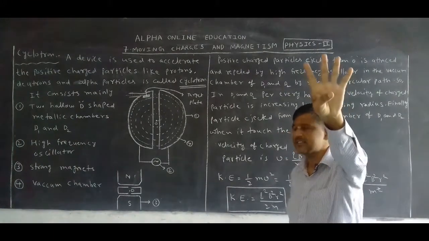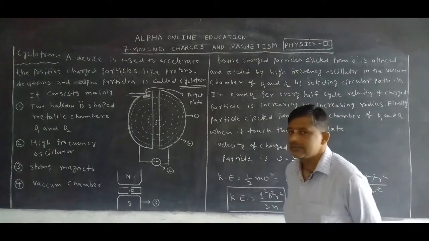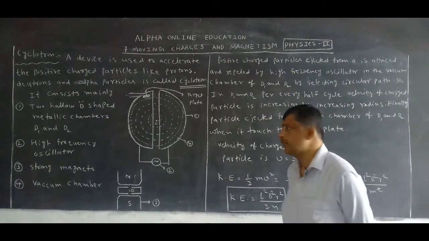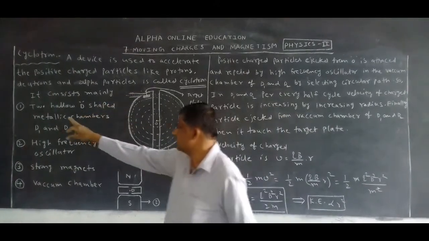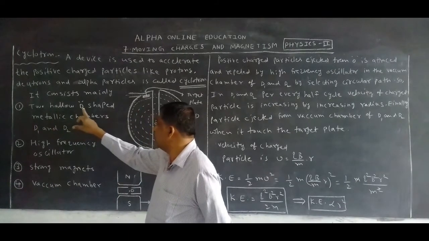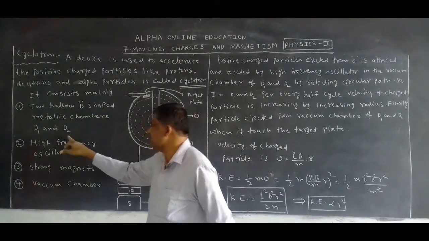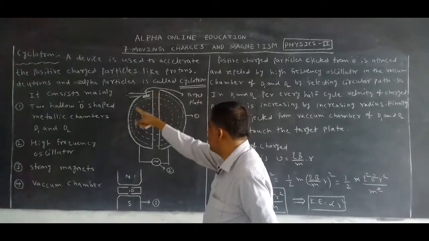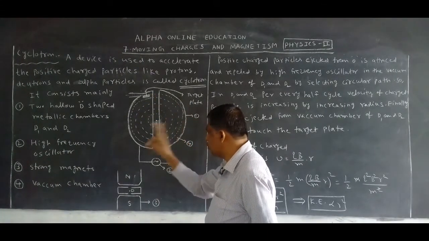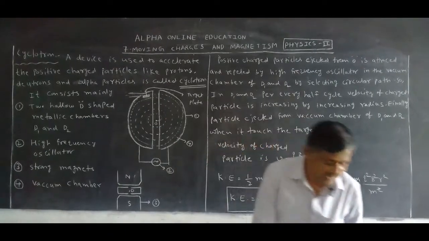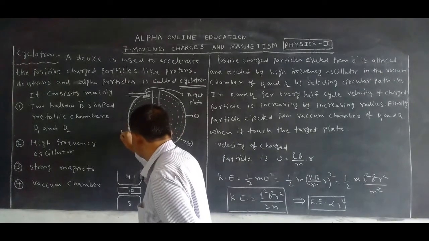It has 4 main parts. It consists mainly of 4. What are those 4? 2 hollow D-shaped metallic chambers, D1 and D2. How does this look? Shape D or not? How many are there? 2. One is D1, another one is D2.